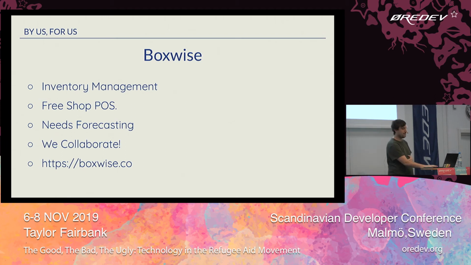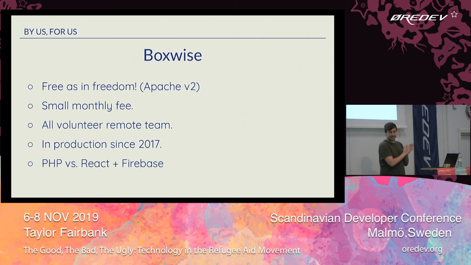We collaborate with them. And they are also open source, Apache v2. There's a small monthly fee. We're trying to go broad. They're trying to go deep and really make that warehouse operation as smooth as possible. This is how they keep themselves sustainable, just to cover the server costs and things.